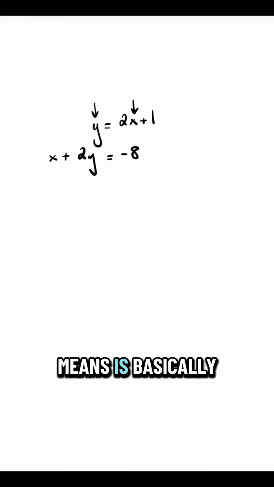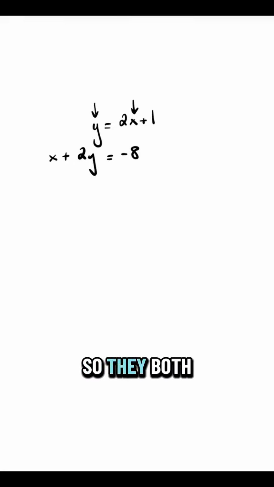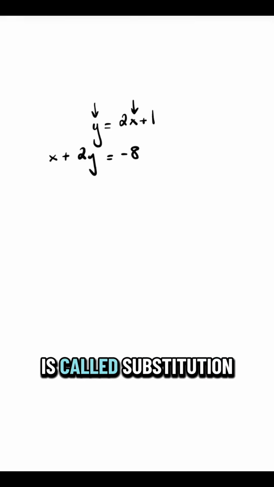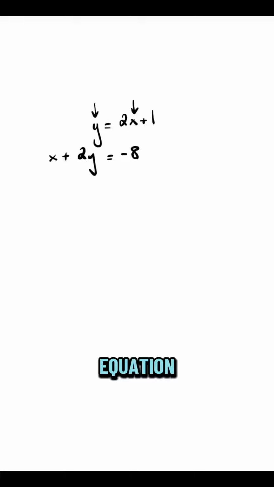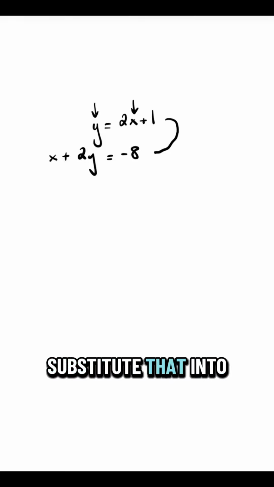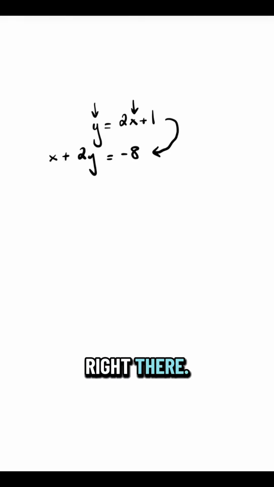So what that means is basically these two equations right here are both linear equations, so they both are lines. And when you graph them, there's going to be a point when they intersect. So we're trying to determine that point. And in order to determine that point, we have to solve for x and y. So in this case, one method we can use is called substitution, which basically means we take one equation and we're going to substitute that into our second equation right there.